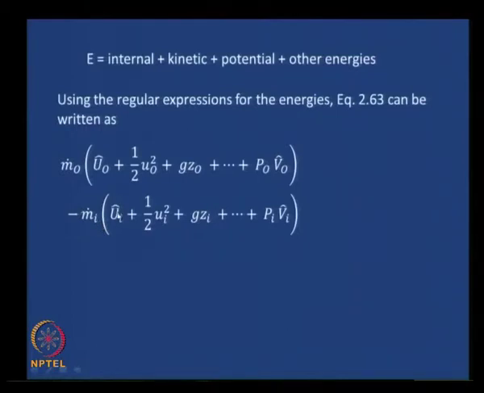Therefore, you need a specific value here: ui hat plus half ui squared, this is the kinetic energy term, plus g zi, the potential energy term for the inlet stream, plus the other terms corresponding to the other energies, plus the PV work term pi vi hat. This equals plus dE of the system/dt equals q dot minus ws dot.